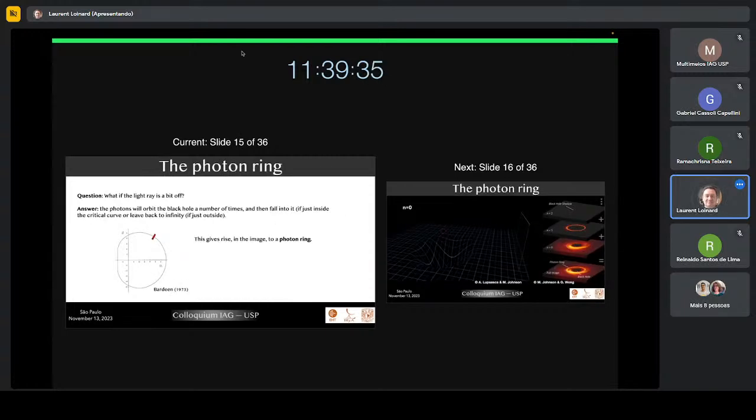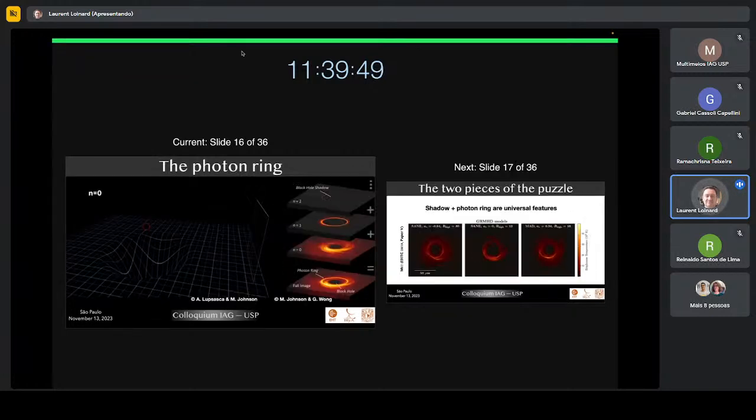So what we're going to look at now are light rays that impact just outside of these curves. And to explain that, there's a beautiful simulation that was made by colleagues of the IAG-USP, which is shown here. So the first, let me pause it.